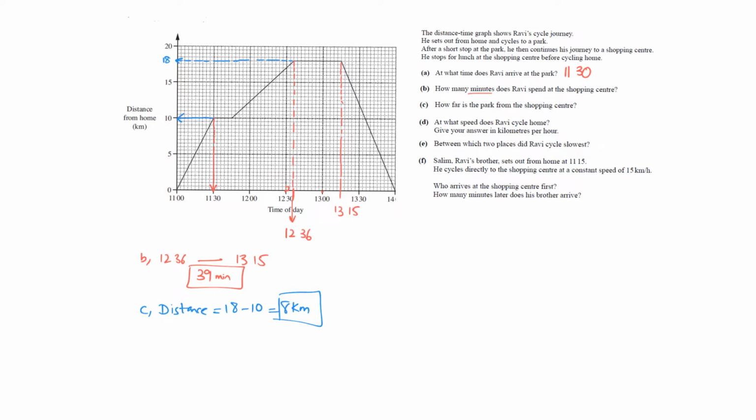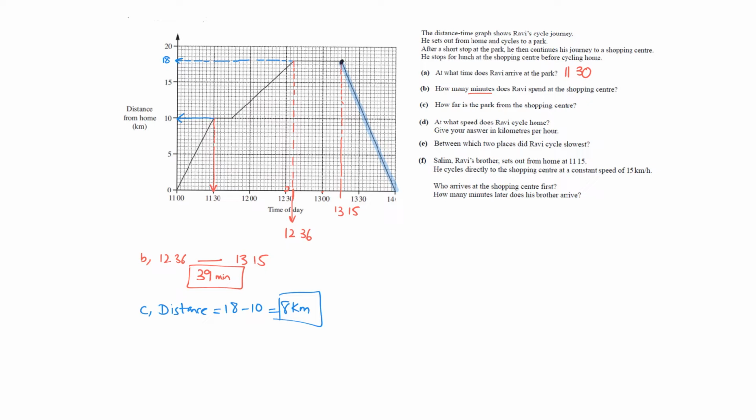In part D, the question says, at what speed does Ravi cycle home? Give your answer in kilometers per hour. So let's look at the section that we are interested in. We want to find the speed when he is cycling back home. So he goes from the shopping mall back to home following this path. Let's look at what his speed is.